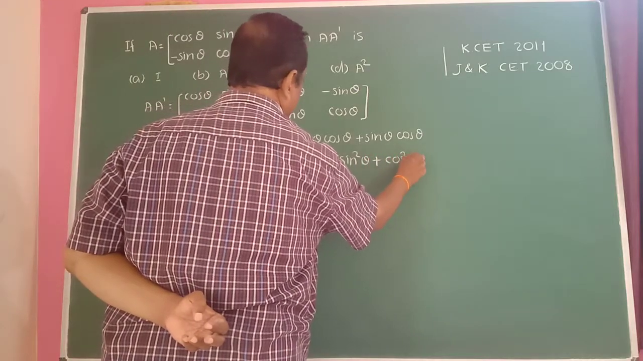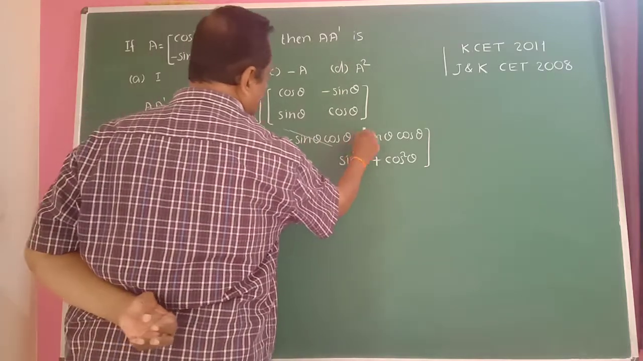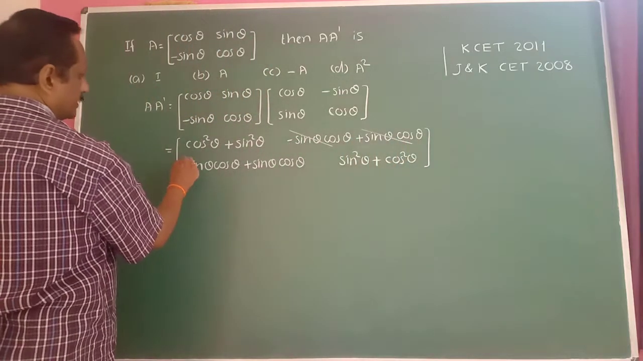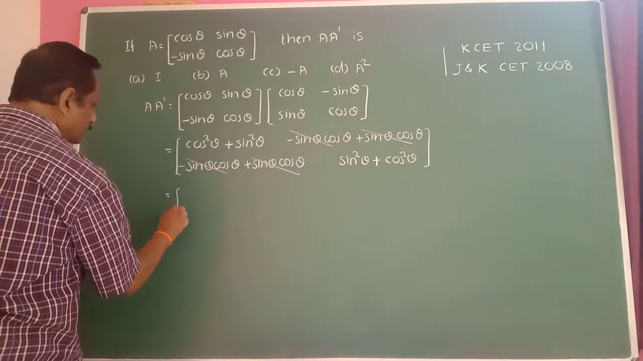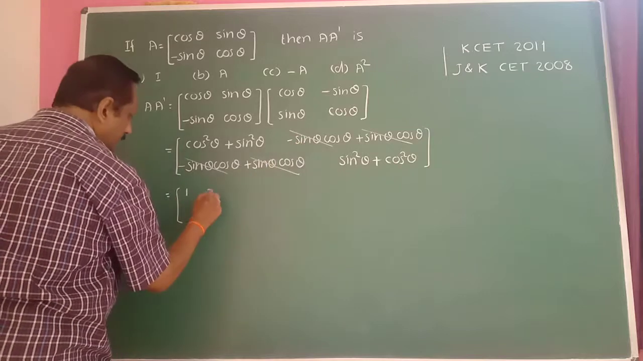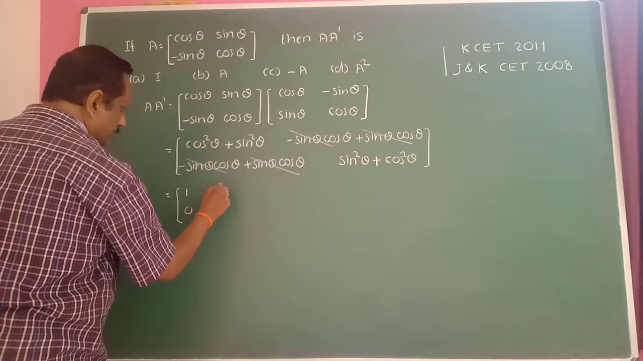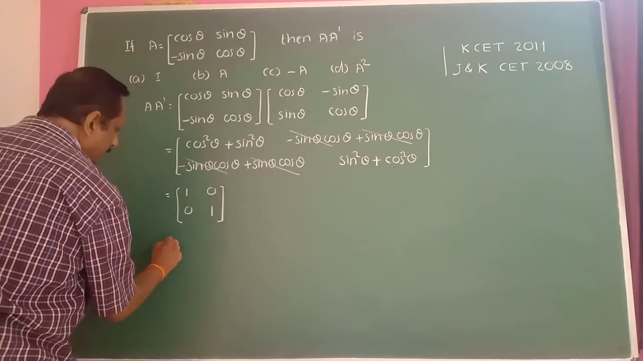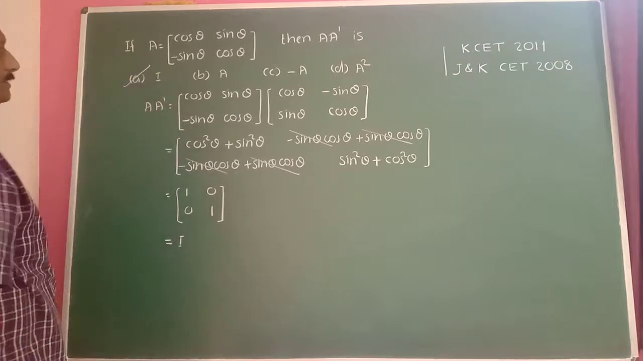It is a cos square theta. Minus sin theta cos theta plus sin theta cos theta cancels. Minus sin theta cos theta plus sin theta cos theta cancels here. Therefore, this is equal to cos square plus sin square is 1 here. And here 0. It is a 0 and this is a 1 here. Then obviously it is an identity matrix here. Identity matrix. Hence A is the correct option here.